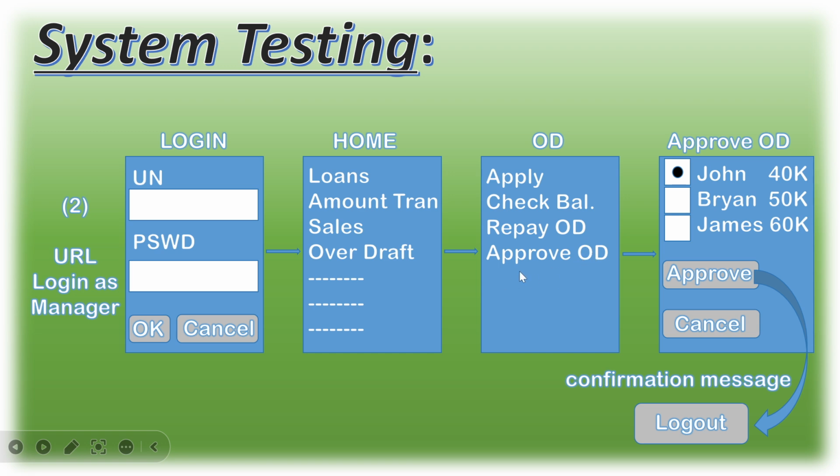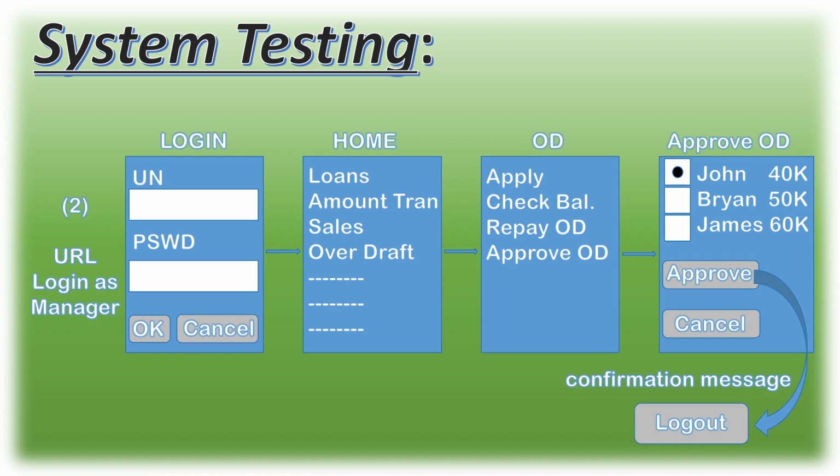Once the manager clicks on approve OD, you will see the approve OD page. In the approve OD page, you will see whatever amounts the users have applied for. As a manager, you can select those employees and approve. Click on approve, and you will get a confirmation message, and later on you can log out. That means till now you have approved.